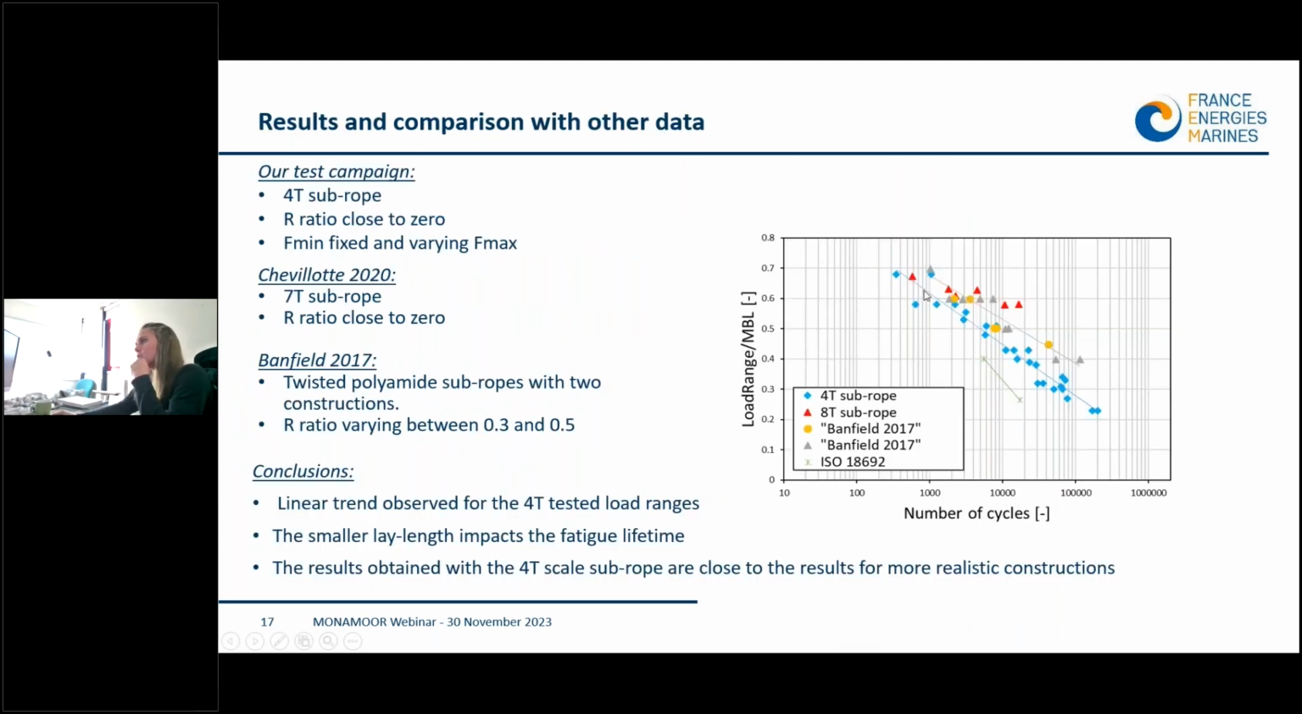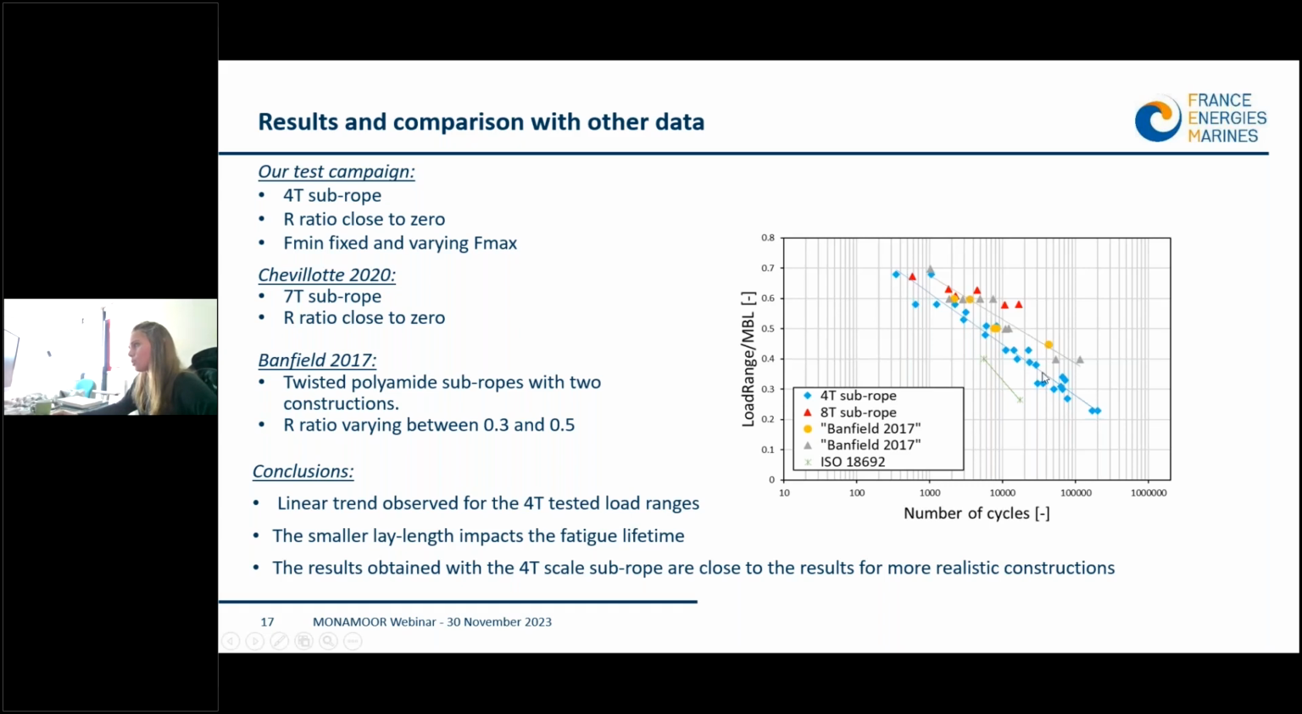So we obtained the curve, which is represented by the blue points here. So we could reach 10⁵ cycles to failure for 25% of MBL of maximum load. So we could show that for now, the fatigue life of a polyamide rope on photon scale subrope is still following a log linear evolution, so we don't have a decrease of the fatigue lifetime for lower load ranges.